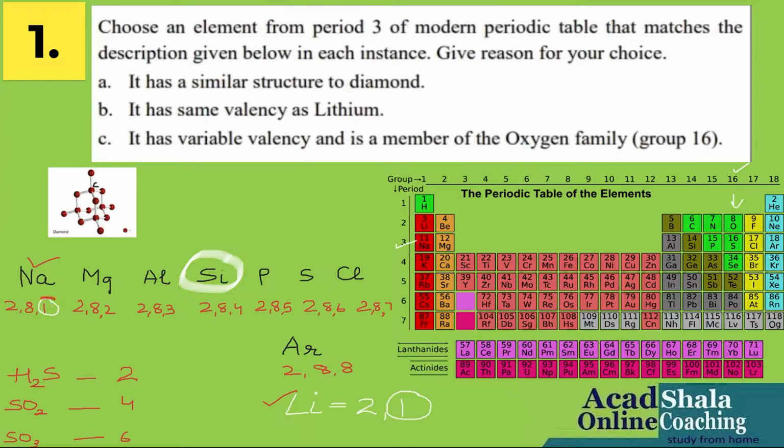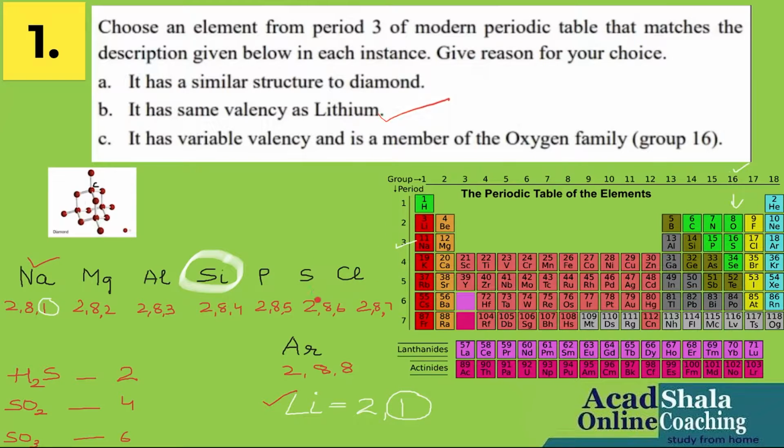How? The outermost shell has one electron, and lithium also has one electron in the outermost shell. We also came to know that sodium and lithium are metals, because in the last shell we have one electron. As I told you, if the last shell has 1 or 2 or 3 electrons, it is said to be a metal. So the answer for B part is sodium, which is from period number 3.